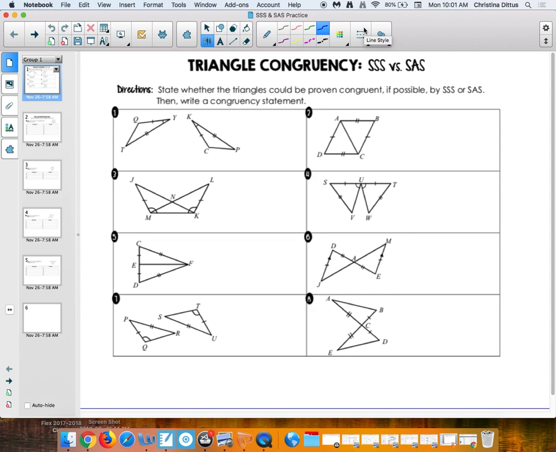Alright, in my number 1, I have 2 pairs of sides and 1 pair of angles. Do I have SSS or SAS? SAS. How do I know I have SAS and not, like, bad words? Because the angle's in the middle. As long as the angle's in the middle, in between our 2 sides, we have SAS.